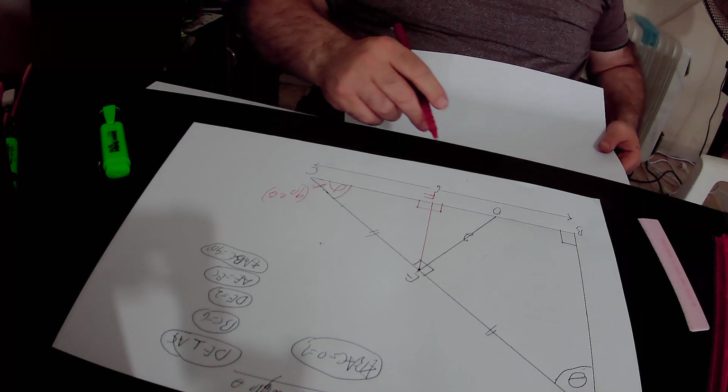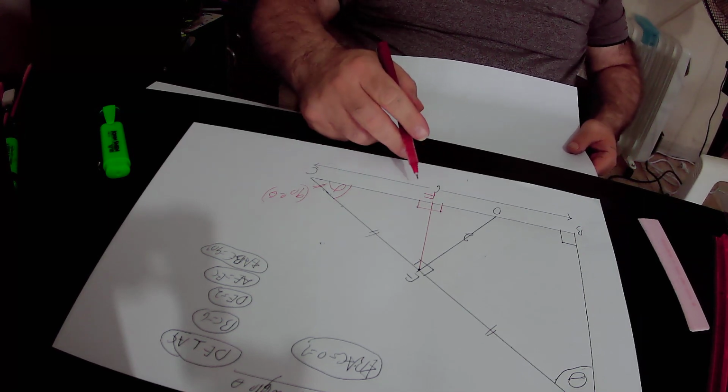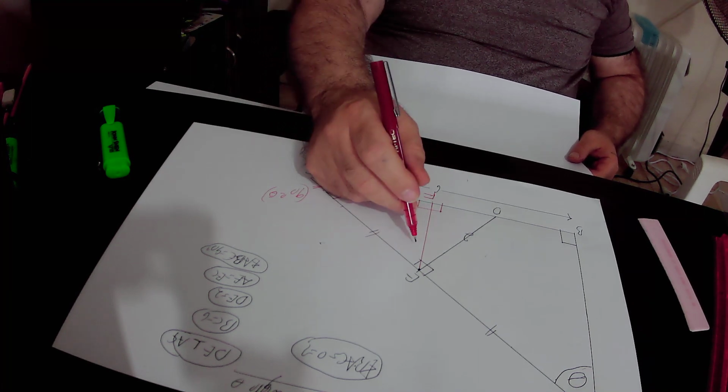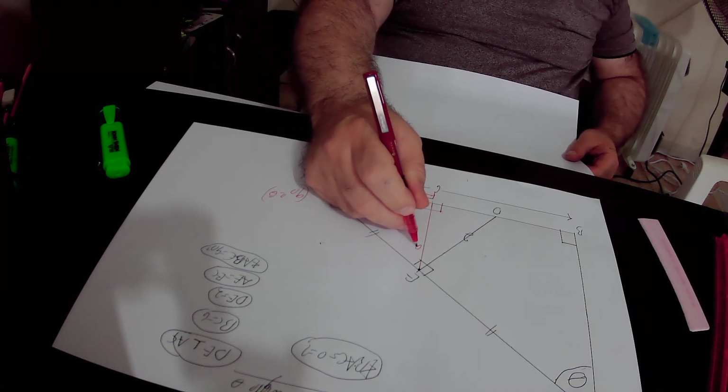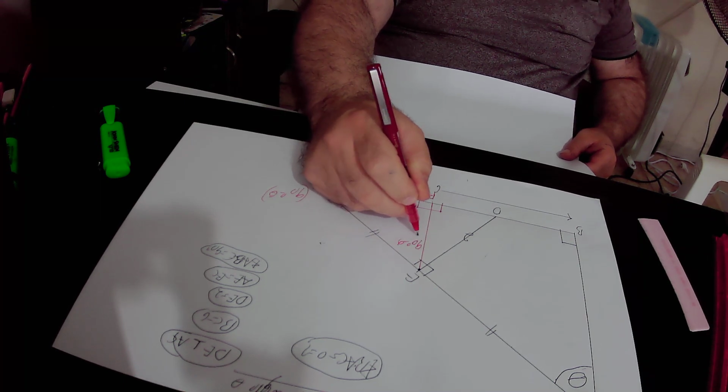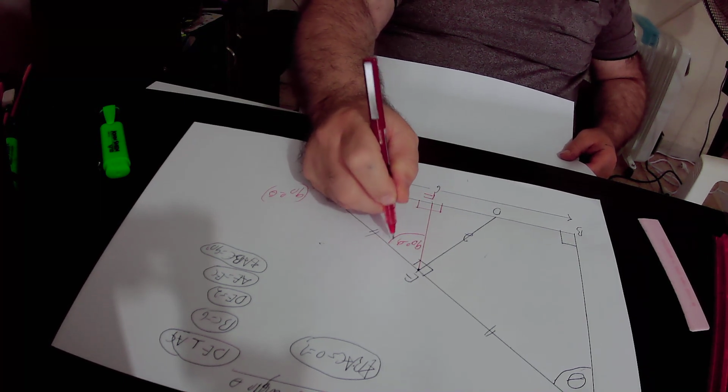In the right triangle FEC, this angle equals 90 degrees. This angle equals alpha. So this angle must be equal to 90 degrees minus alpha in order to complete the sum of the angles in this right triangle to 180 degrees.